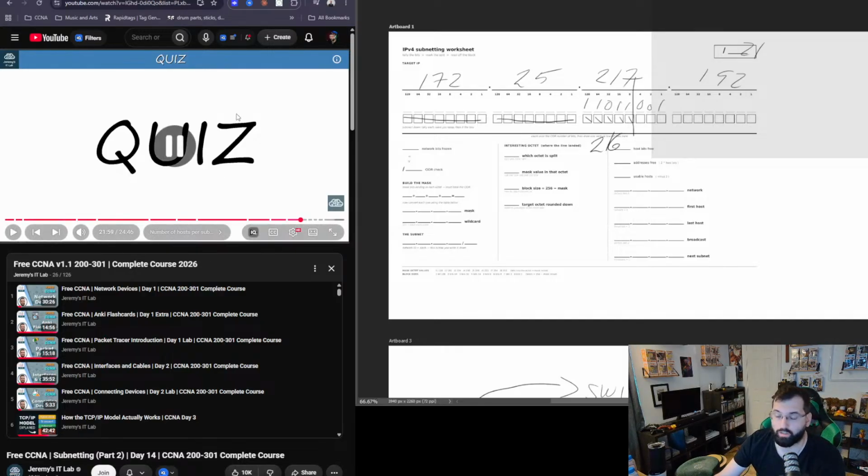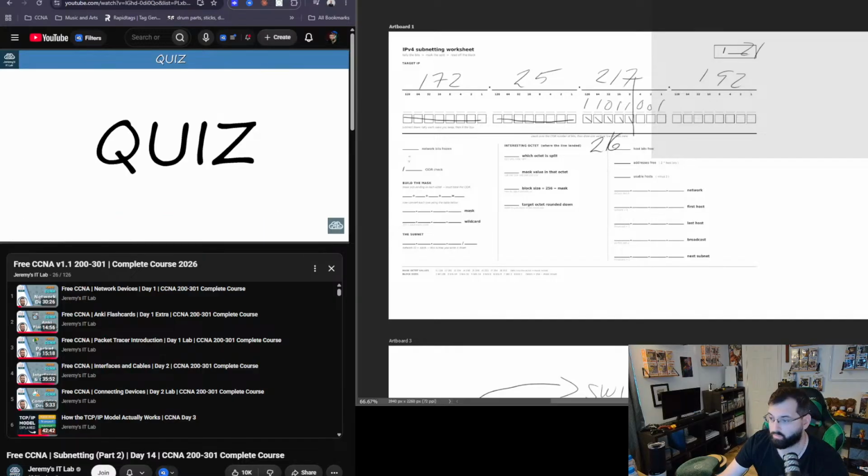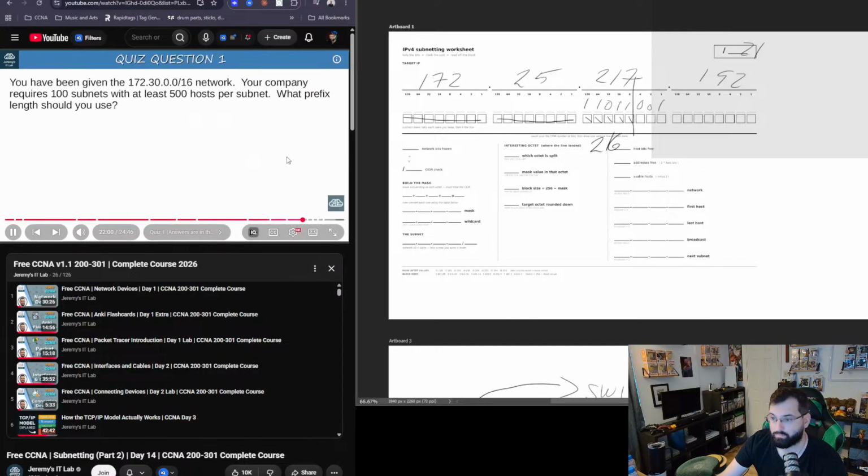Okay, so my goal is to answer these questions the way he has provided and then make sense of it when it comes to the block size and the target octet. Question 1. You have been given the 172.30.0.0/16 network. Your company requires 100 subnets with at least 500 hosts per subnet. What prefix length should you use? Pause the video to find the answer.